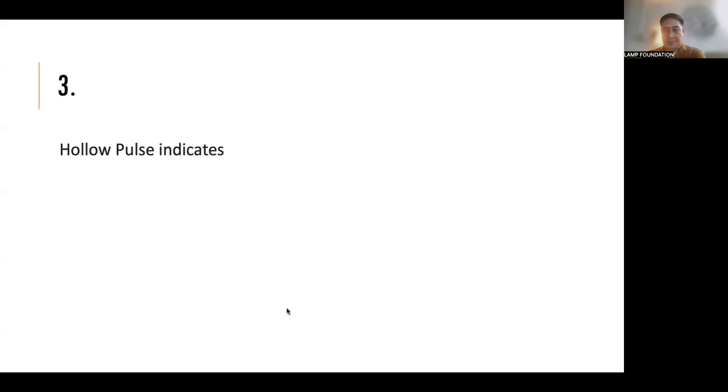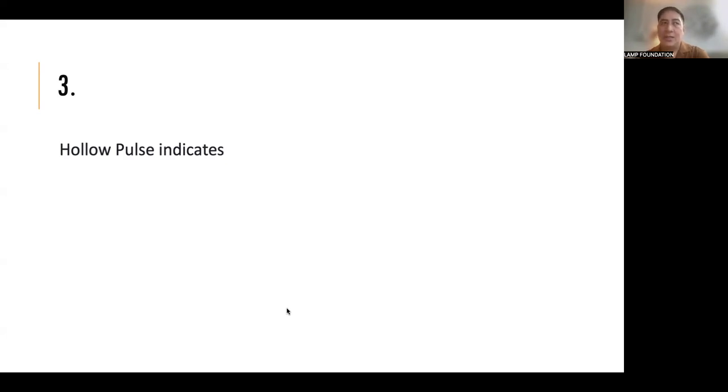Hollow pulse. I think I mentioned this earlier. It's like a floating pulse but bigger than the normal pulse. When you go to the middle level, it's hollow. It's like it disappears. So what does it indicate? When you go to the middle level, it disappears. It indicates more on chronic, long-term diseases.